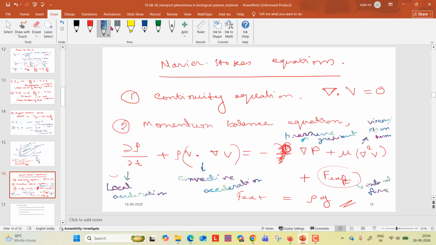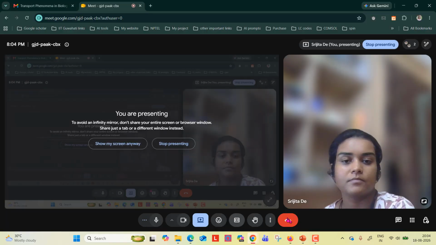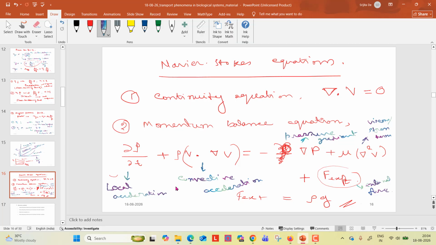It can be gravitational force, van der Waals force, or some kind of electric force. If your system is an electric medium, the electric field will be the external force. The magnetic field can also be the external force. There are other things also, but I am talking about the main things. So this is the basic momentum equation.